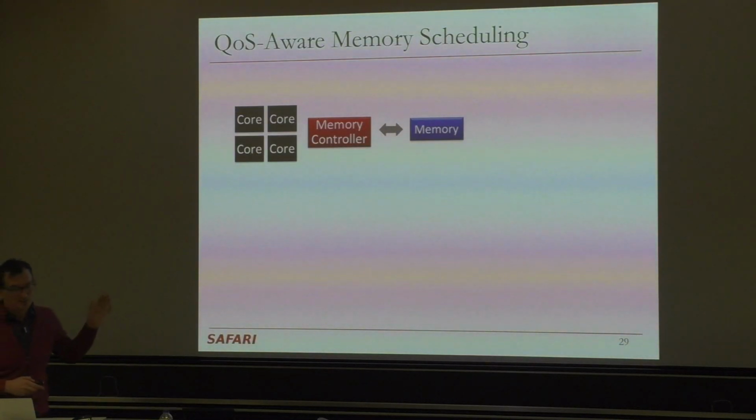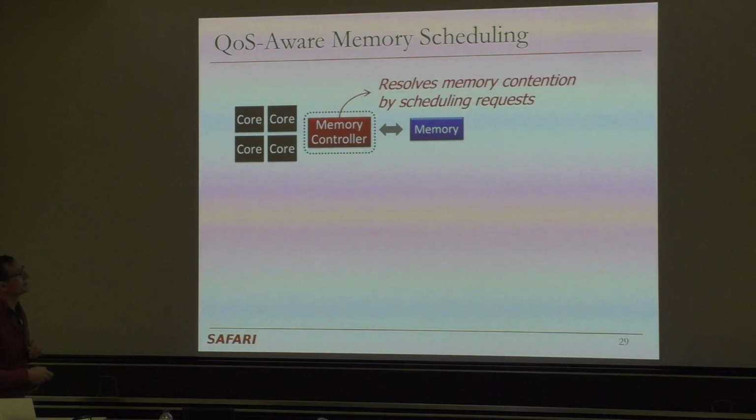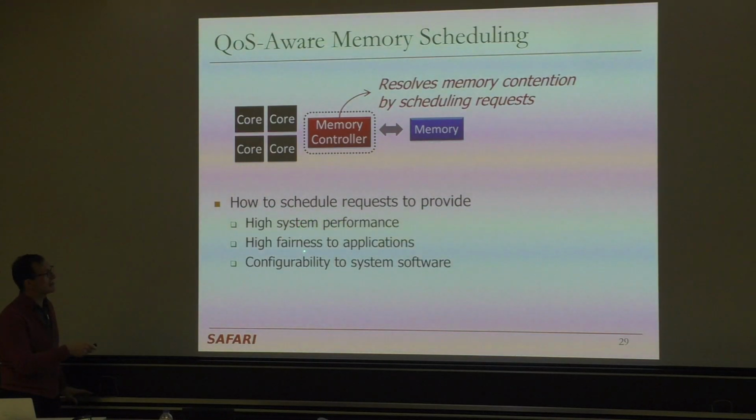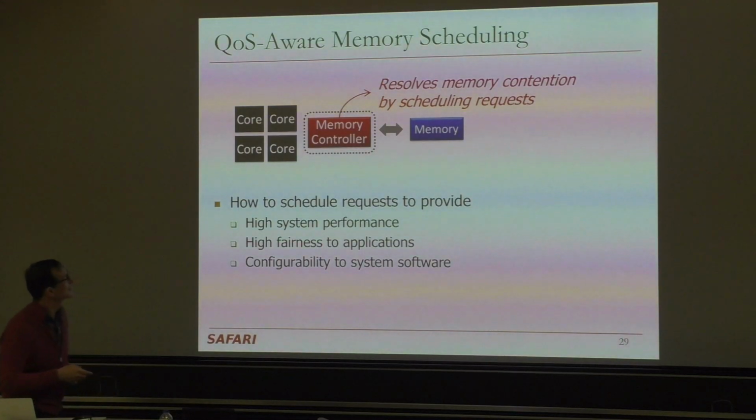And I've shown you this picture before. We're going to make it a bit more complicated. Basically, the job of the memory controller is to resolve memory contention by scheduling requests. And before, we were talking about how to schedule requests to maximize system performance. Now we also want fairness to applications and some configurability to system software so that we can decide which application gets more of the resource when needed.